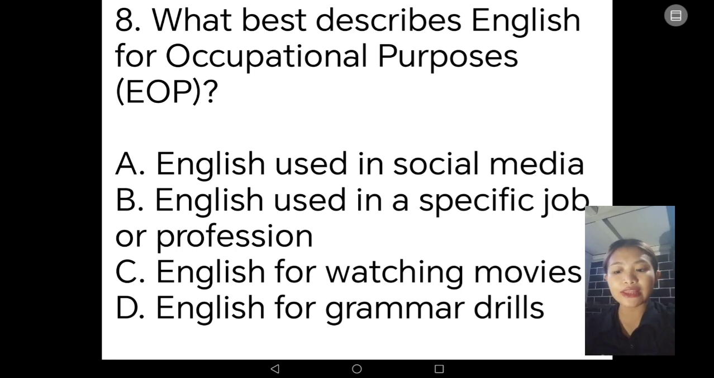broad. Letter C is also not the correct answer because movie language is not profession specific. And letter D is also not the correct answer because grammar drills are part of general instruction, not occupation specific.